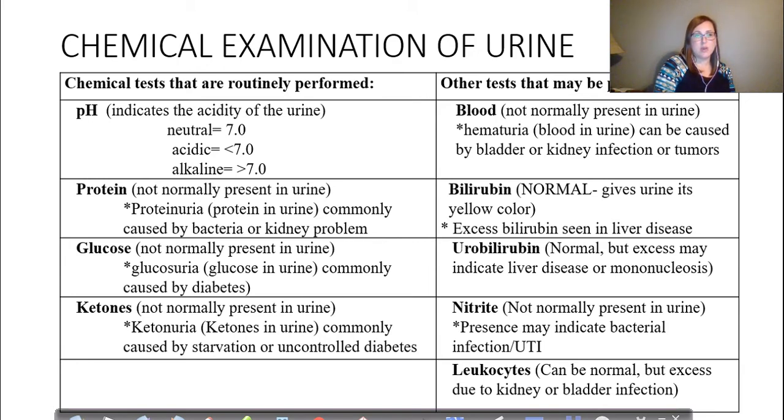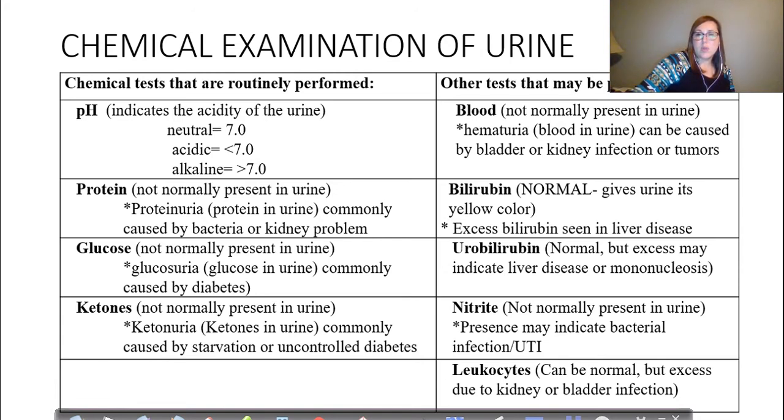Protein is not normally present in the urine, so that can indicate proteinuria, which is commonly caused by bacteria or a kidney problem. Glucose is also not normally present. Glucosuria can be commonly caused by diabetes, especially in those who are not controlled. Ketones aren't normally present. Ketonuria is commonly caused by starvation or uncontrolled diabetes. Patients are really uncontrolled if they start having ketones in their urine.